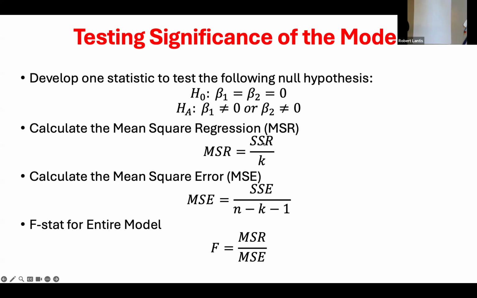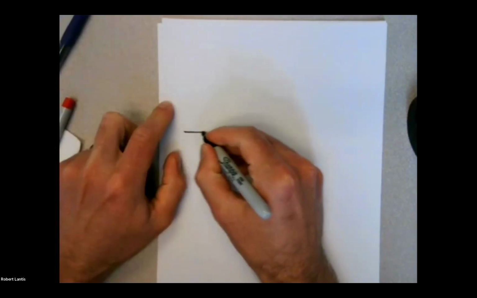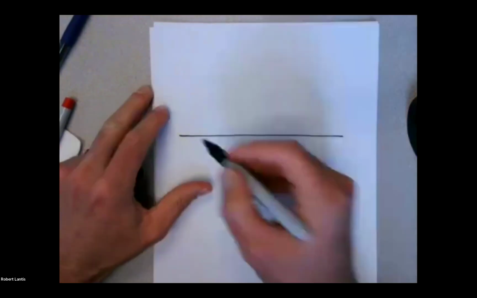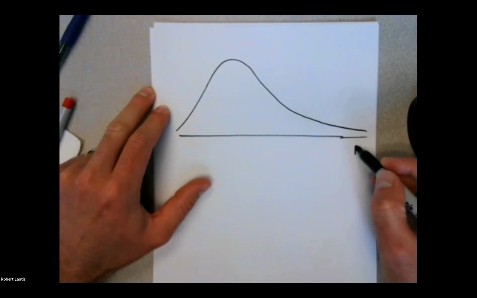So if we can reject that, we're saying our regression model explains a significant amount of the variation in Y. Okay. So, if I'm thinking about an F statistic, it's going to be very similar to what we were doing with other distributions. Let me see here. I gotta flip this. There we go. So the F distribution has a longer right tail. It's not symmetrical. So it's going to look something like this.